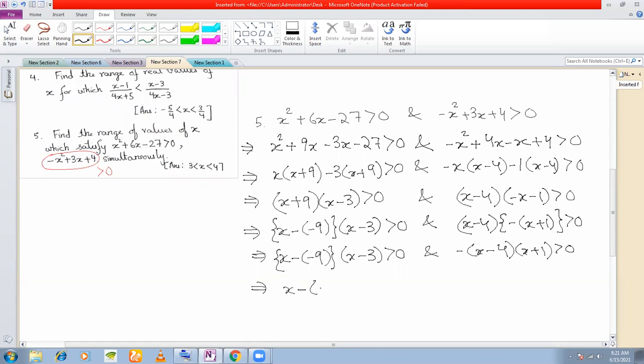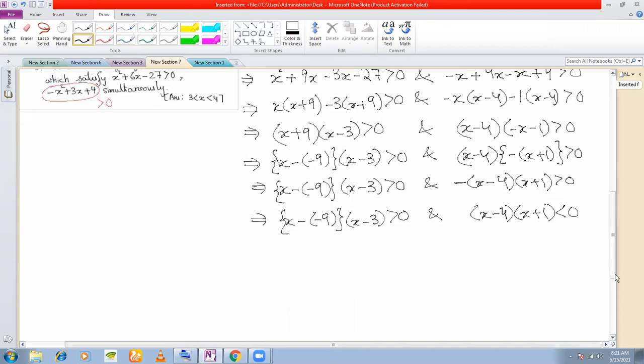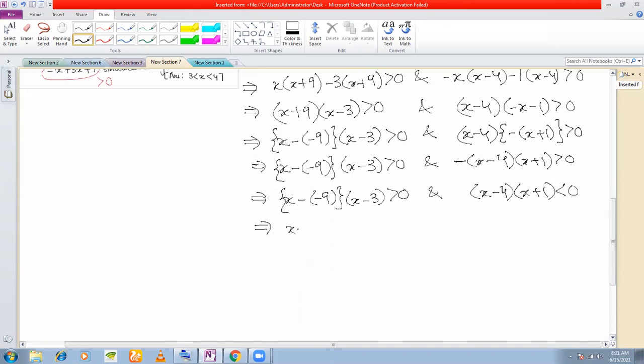So here you have x minus of minus 9. First one I am keeping unchanged. I'm not doing anything with the first one. For the second inequality, see there's a minus sign here. So if I multiply both sides by minus 1, the sign of the inequality will change to less than 0. And now here you can write this as x minus 4, the other one as x minus of minus 1, less than 0.